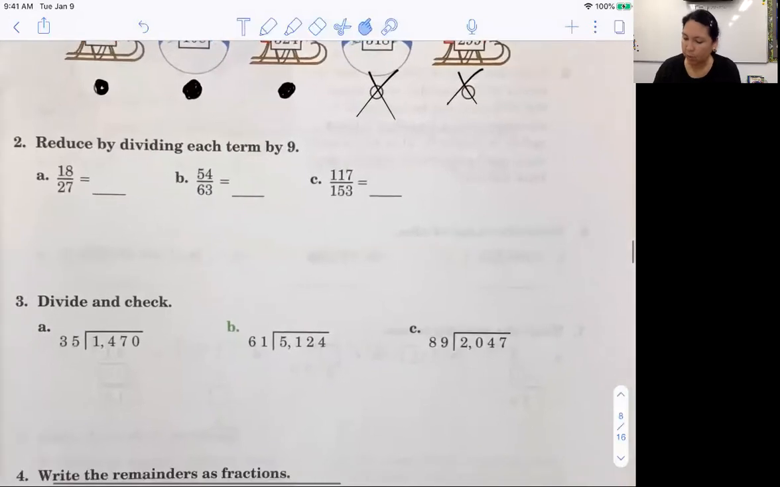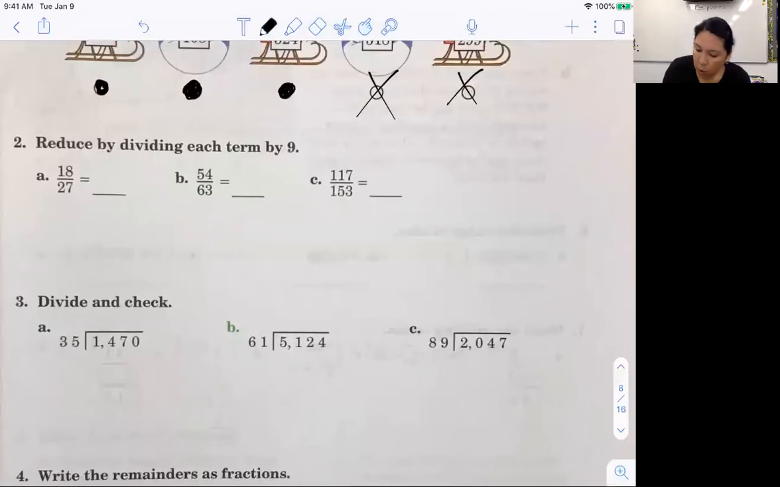Now I'm going to do 2 of these. Well, I'll do the first one and the last one. The last one's kind of tricky, so we'll do that one together. Okay, so they want us to reduce by dividing by 9. So you can either write divided by 9 on all of these, or you can just know in your head we're dividing all these by 9. So how many 9s can go into 18? 2. How many 9s can go into 27? 3. That's right. So my answer is 2/3.